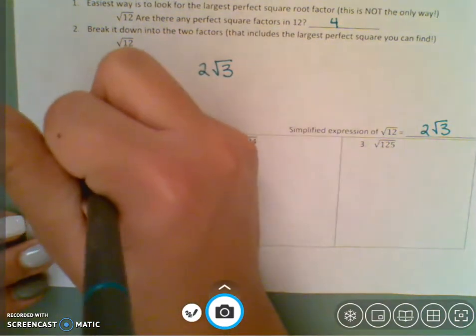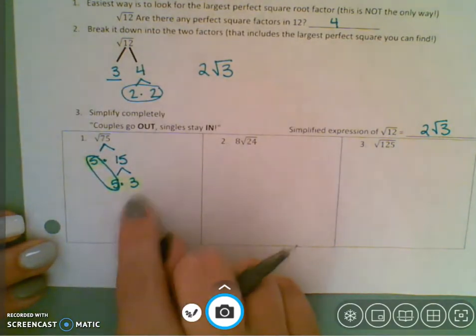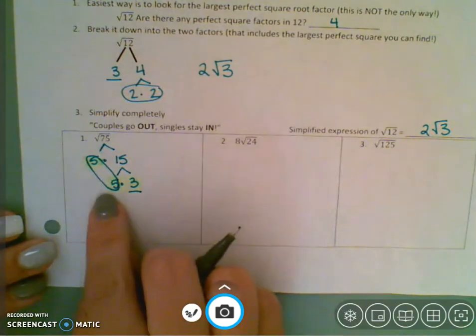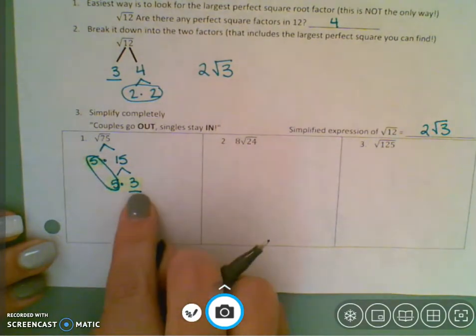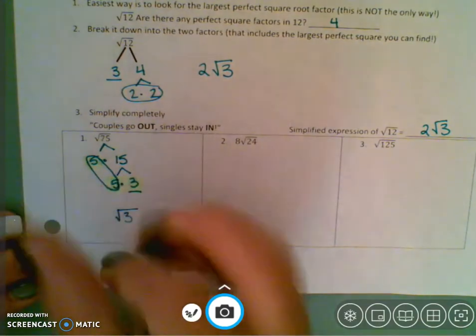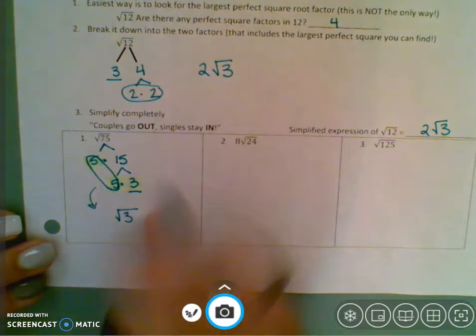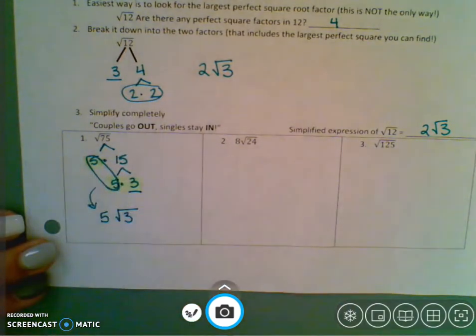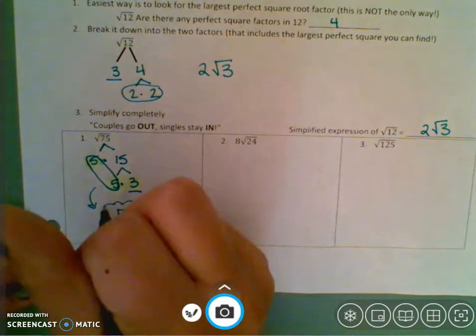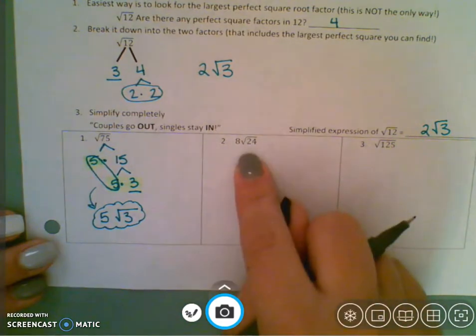So here we have a pair of 5s, and then we have a single 3. The pairs are going to go out, and the single stays under the house, stays under the radical. So the radical is going to have a 3 on the inside, and this pair of 5s goes out as 1 5. So 5 square root of 3 is the square root of 75. Okay, now let's try 2.